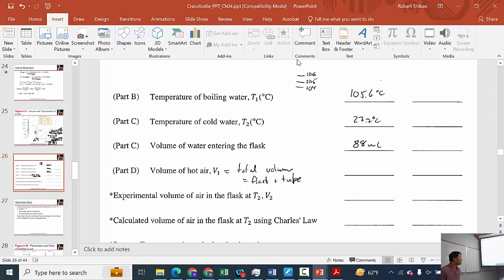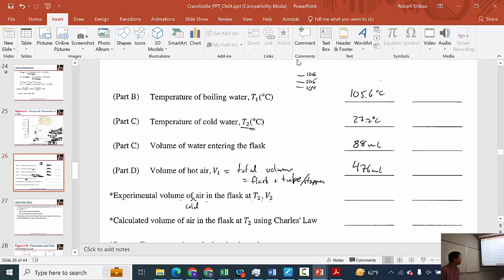And so what was this? This is the flask with the stopper. And what was that? Yeah. 476? Okay, so experimental volume of air in the flask at T2, V2. Okay, experimental volume of the flask. Okay, T2 is the cold. So this is the volume of cold air.